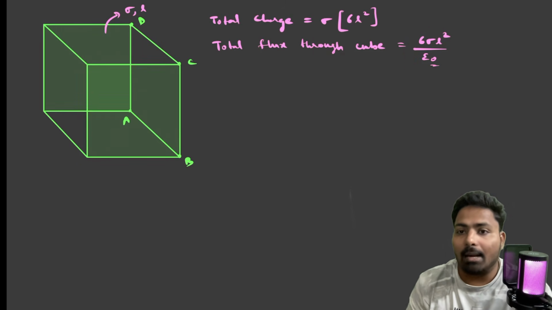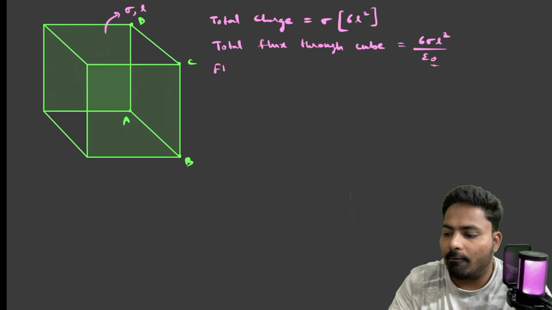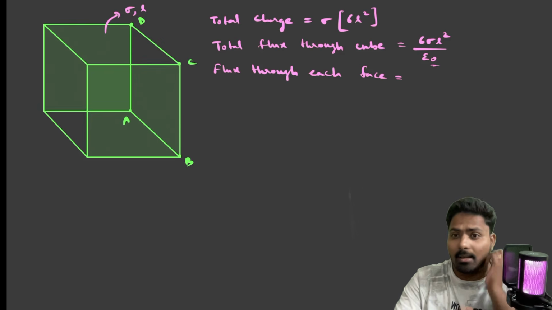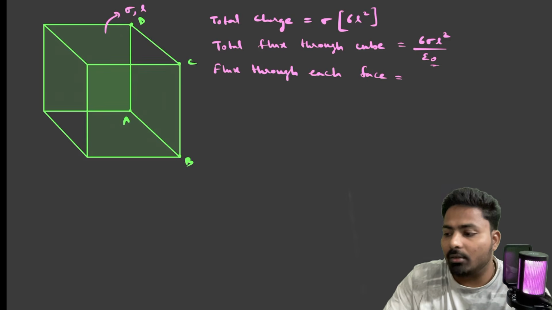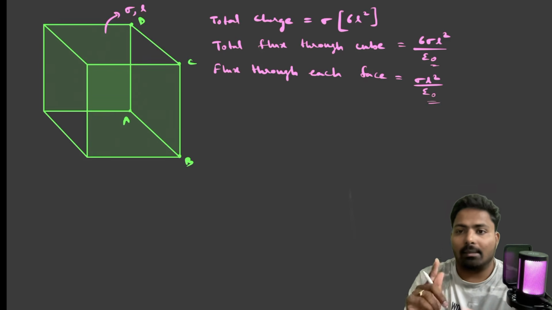So let me find the flux through each face. As the entire figure is symmetrical, the flux through each face will be this divided by 6. So that means it will be simply sigma L square by epsilon naught is the flux through each face.